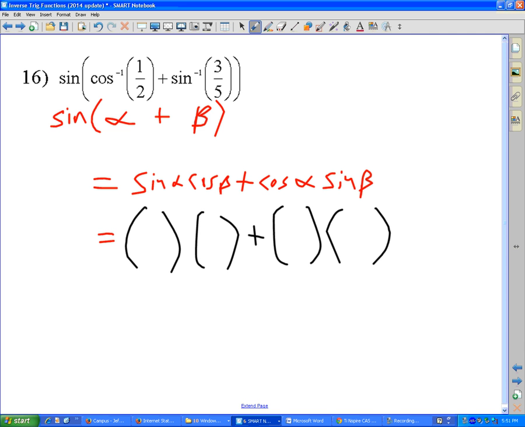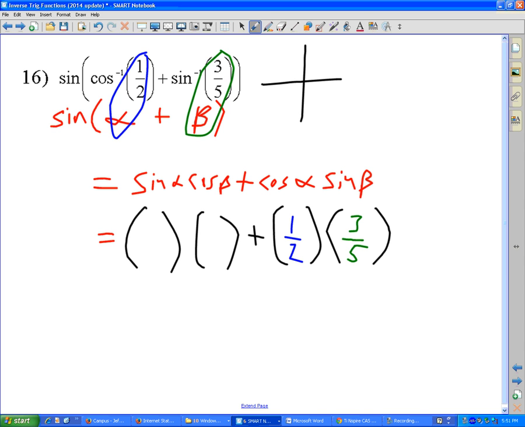We actually do know a couple of them. The cosine of alpha is 1/2. The sine of beta is 3/5. But I don't know the sine of alpha or the cosine of beta. And so just like on the last couple problems, what we're going to do is draw some triangles, except we're going to have to build 2 triangles this time. An alpha triangle and the beta triangle.